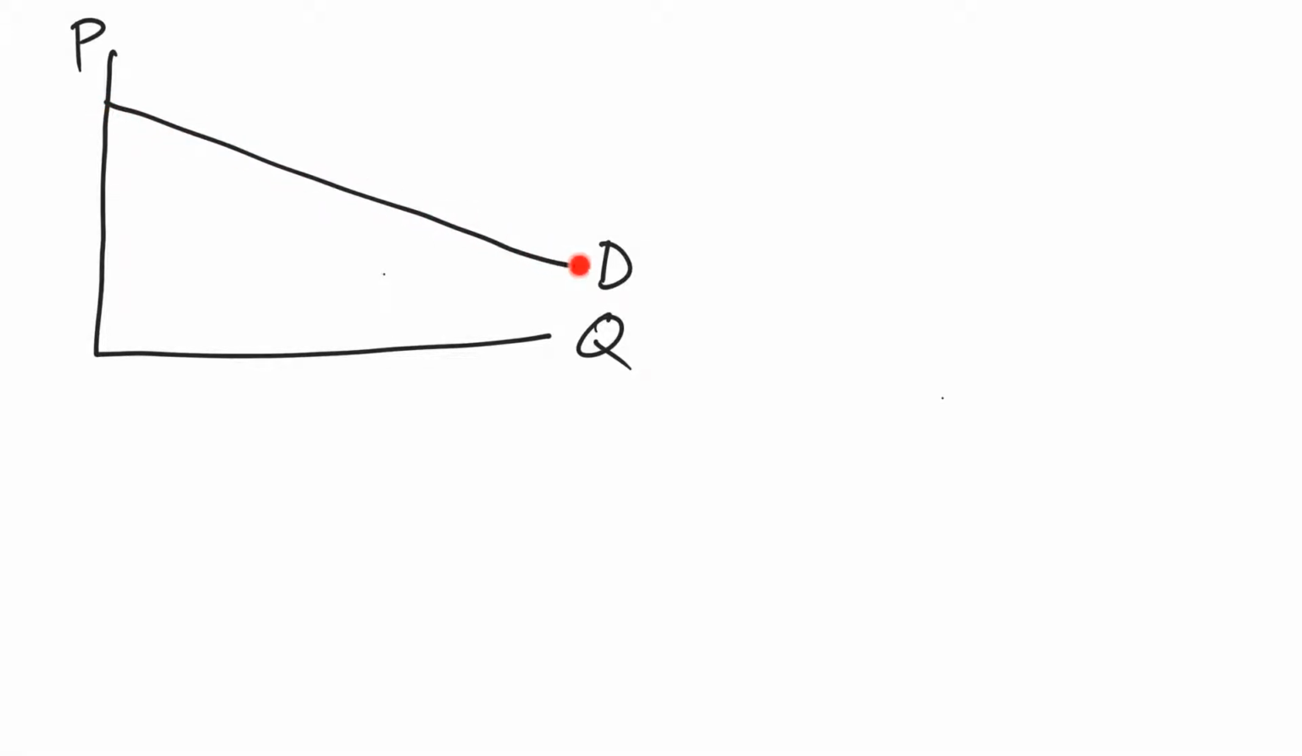This is a demand curve. Downward sloping, the law of demand. That is to say that there's an inverse relationship between price and quantity demanded. So if price goes from P1 up to P2, quantity demanded will fall from Q1 to Q2.